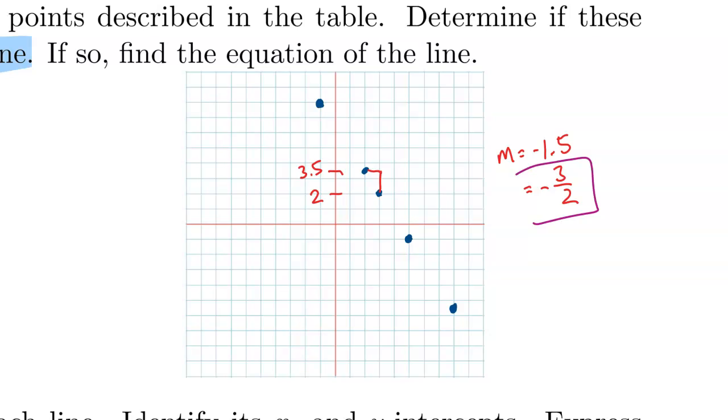We can see that slope repeated between the next 2 points. Going over 2 units to the right takes us down 3 units. And again, going 3 units to the right, 3 times 1.5 is 4.5, and that's the vertical change there. And likewise here, going 3 units to the right from that first point takes us down 4.5 units. So indeed, these 5 points are all on a line together. So let me sketch a line between them all.